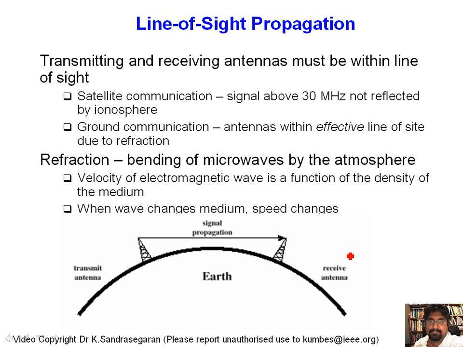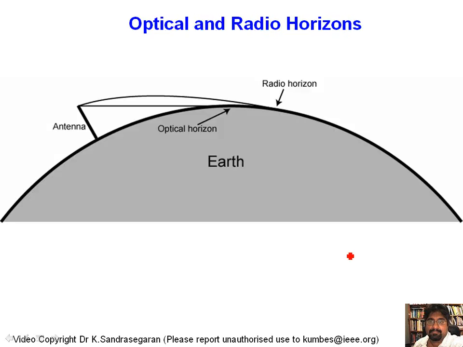Sometimes the electromagnetic signals can actually bend slightly as they go through the atmosphere, and you can get coverage beyond the horizon. So for example, if you've got an antenna here, even though the optical horizon is somewhere here, you can get radio coverage at some point beyond the optical horizon. This is because the electromagnetic waves, as they travel through the Earth's atmosphere, get refracted, and you're able to get coverage slightly beyond that.